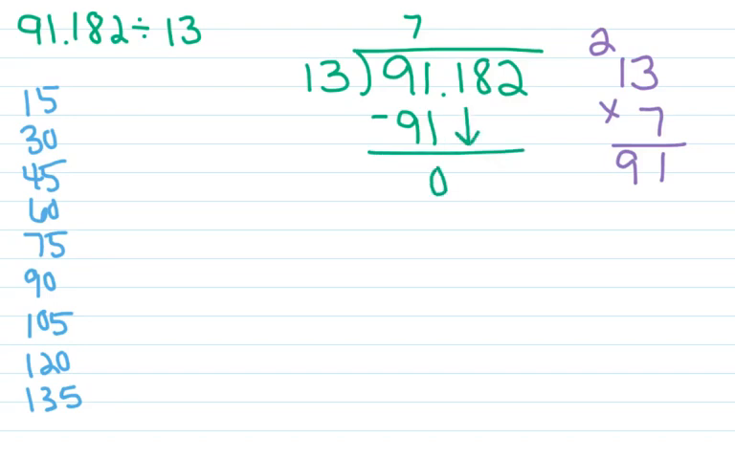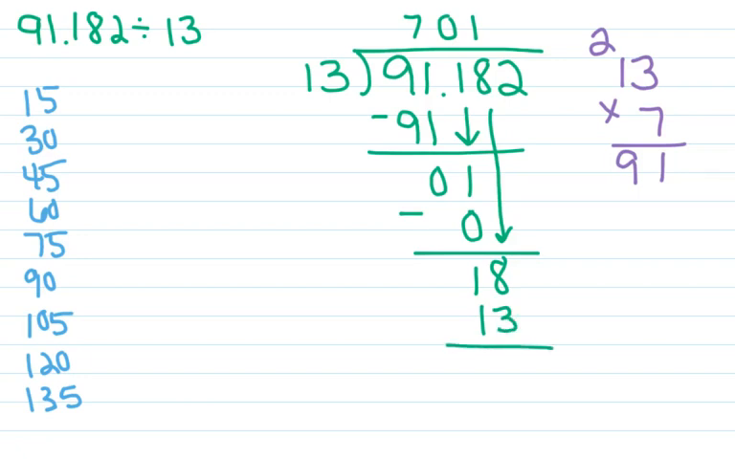Now I bring down the 1. And I know that 13 goes into 1 0 times. 13 times 0 is 0. Don't forget this step here. 1 minus 0 is 1. Now I bring down the 8. And I need to know how many times 13 goes into 18. I know that goes in 1 time. 13 times 1 is 13. And 18 minus 13 equals 5.